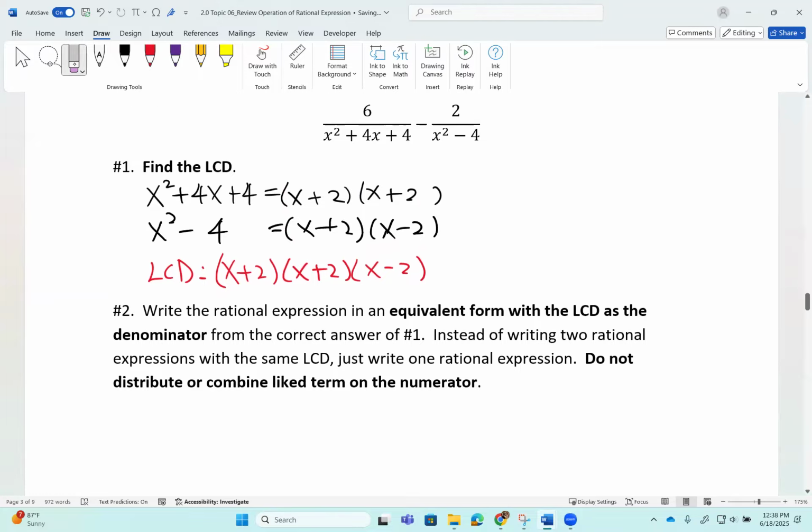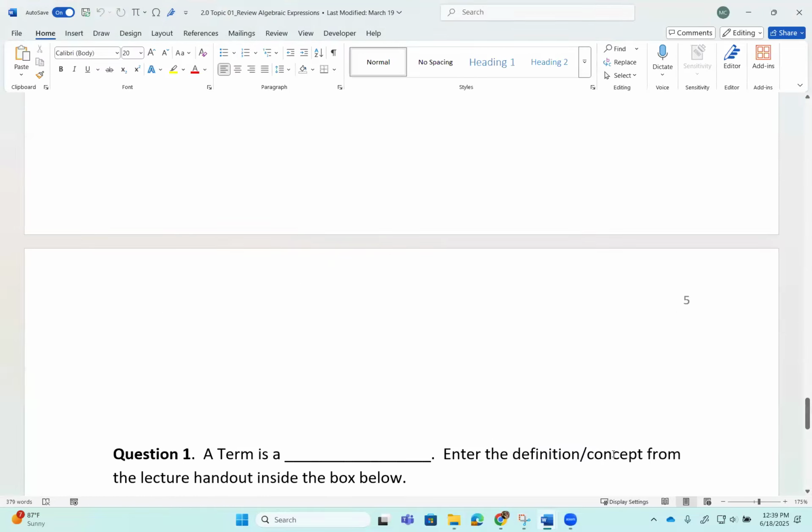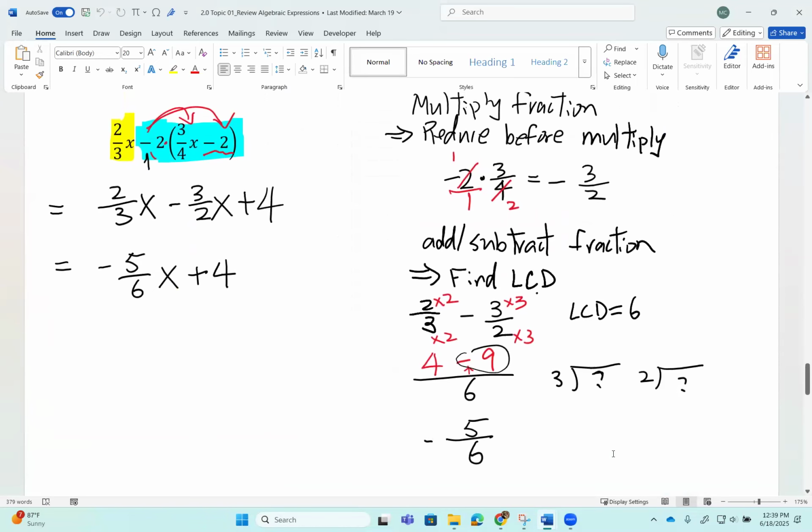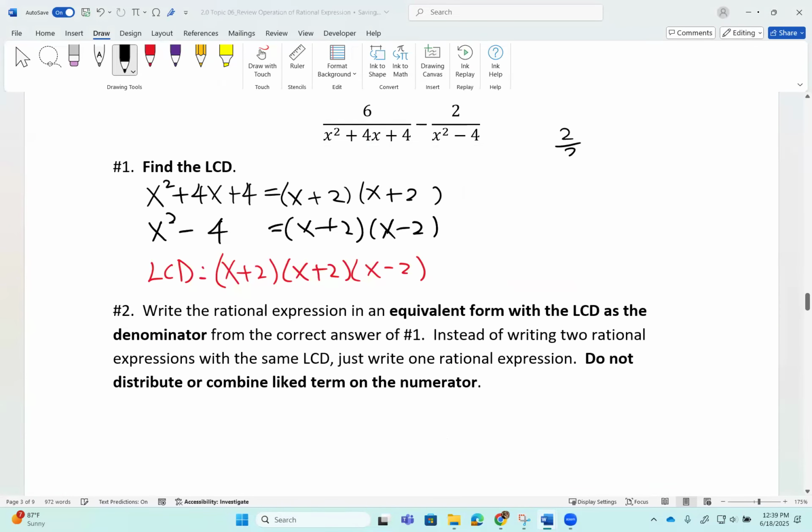Why don't I give you this example that I just showed you, back in topic number 1? What was that? 2/3 minus 3 over 2. We know the LCD between 3 and 2 is 6, once we multiply them. Let's say we do not multiply them. Just call them LCD 3 and 2. So I'm going to write it as one big denominator. This is the way I'm going to say it.